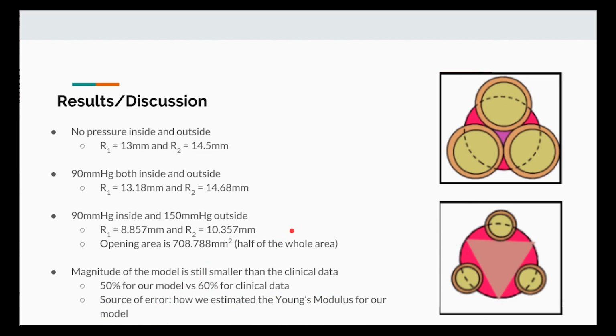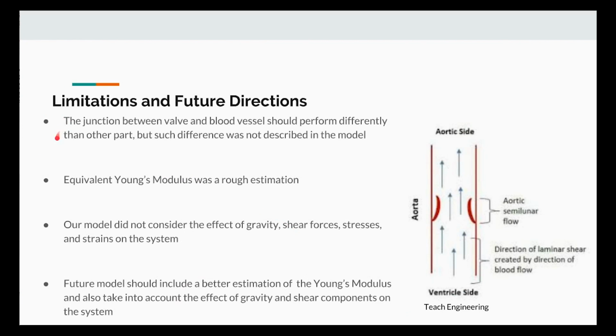One limitation of our model is that the junction between valve and blood vessel was not considered. Another limitation is that the Young's modulus used in the study was a very rough estimation of the system. Finally, our model didn't consider the effect of gravity and various shear forces. So in a future study, we should use a better estimation of the Young's modulus and also take into account the effect of gravity and shear components on the system.